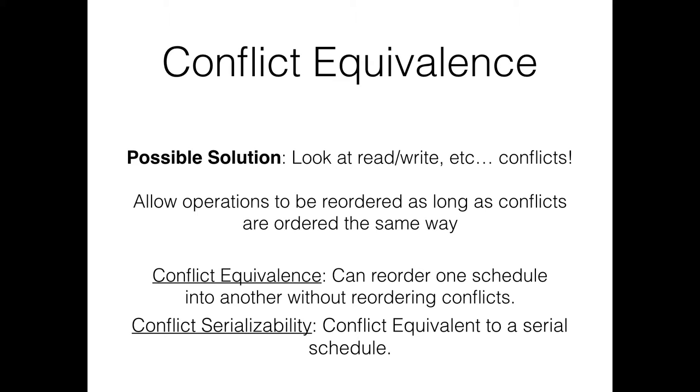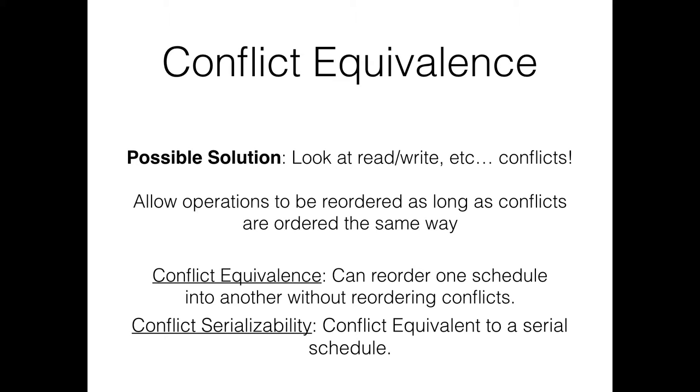So if you have transaction one, it performs a bunch of reads, and transaction two performs a bunch of reads, you have some sort of consistent ordering over those. Either all of the writes in transaction one come before all of the writes in transaction two, or vice versa.